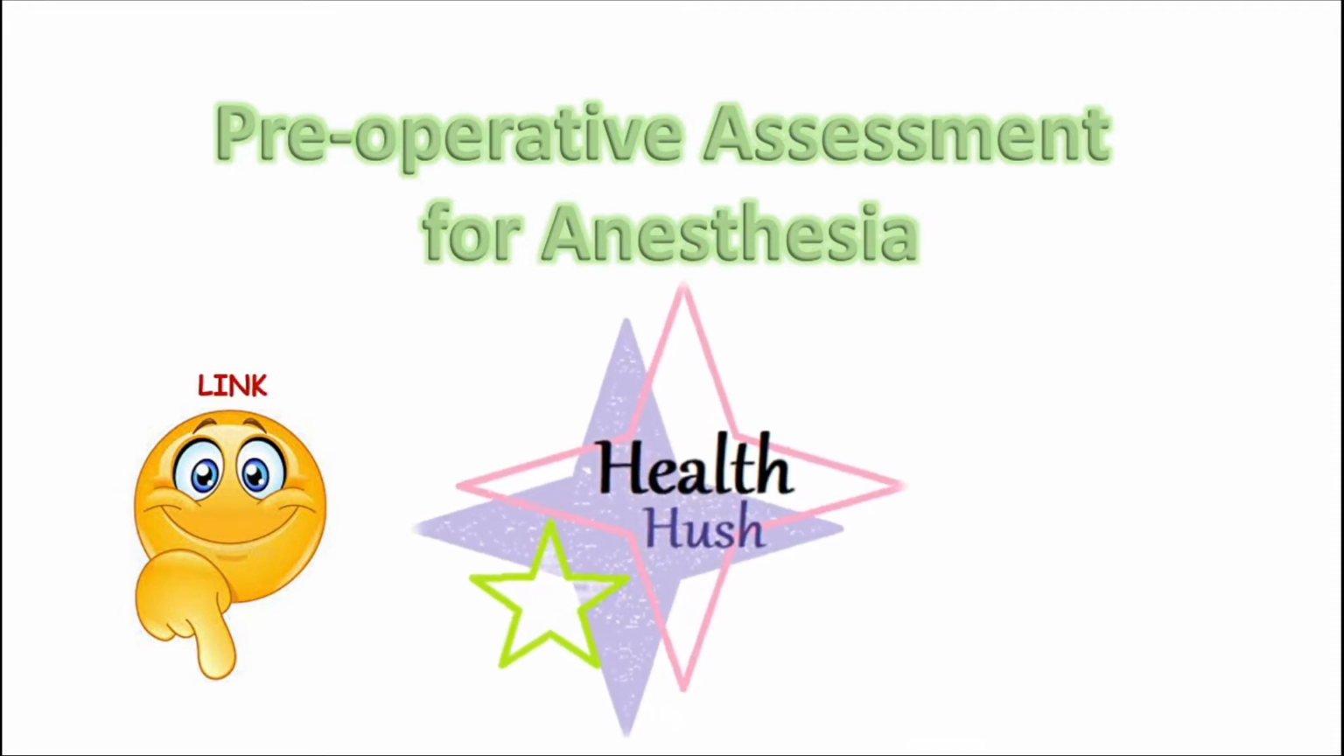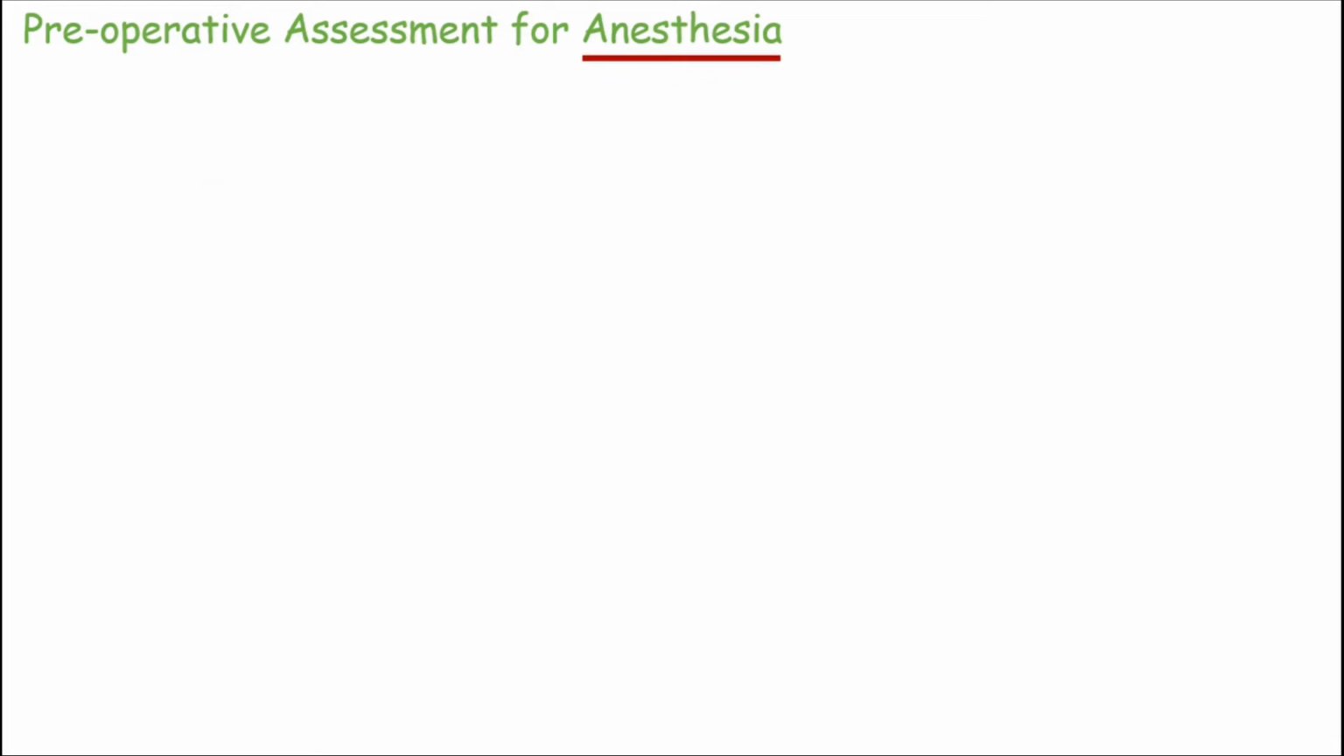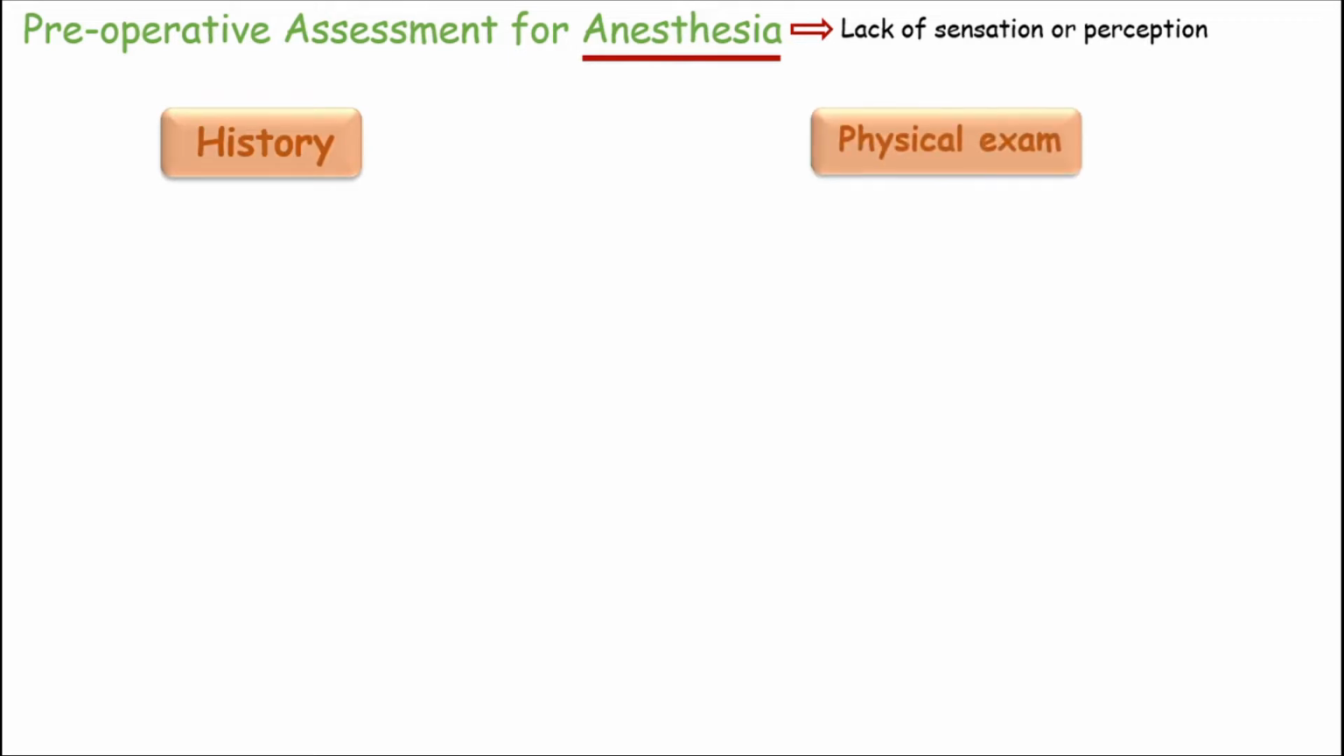Let's get started. Preoperative assessment for anesthesia. First, let's check what anesthesia means. It means lack of sensation or perception in a person. Under preoperative assessment, we will discuss two main criteria: history and physical examination. Let's first check out the history of a patient.